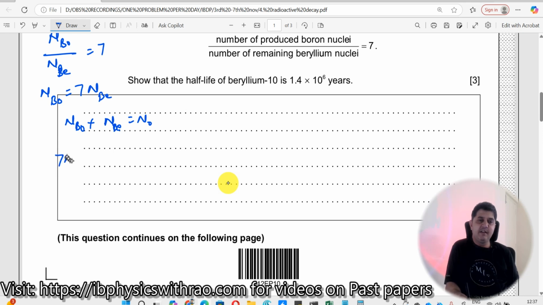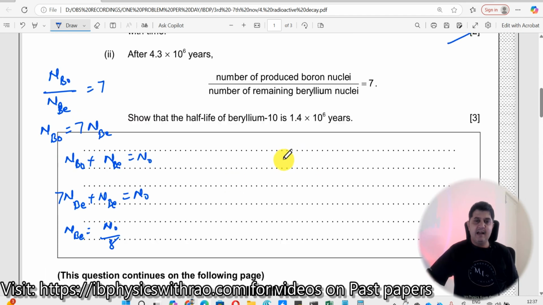So what do I get? 7 times N beryllium plus N beryllium is equal to N0, or N beryllium is equal to N0 divided by 7 plus 1, which is 8. I get this value here, which means what? At that instant, N beryllium was N0 by 8. That means after this much time, the number of beryllium nuclei in hand was only seen to be 1/8 of the total number.